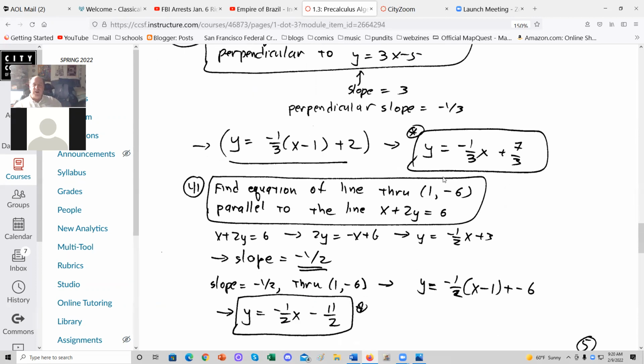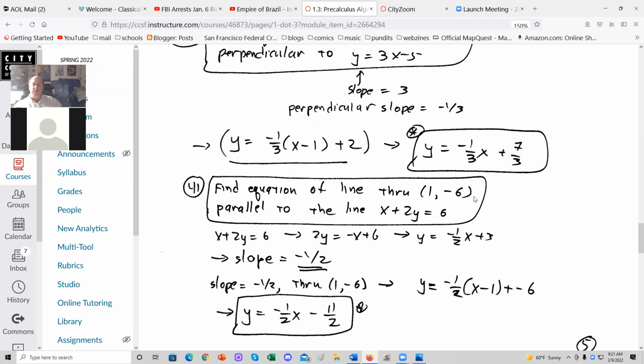Find the equation of the line through (1, -6) and parallel to the line with the equation x plus 2y equals 6. Well, first we find the slope-intercept form for this equation. x plus 2y equals 6 means that 2y equals -x plus 6, which means that y equals minus 1/2 x plus 3. So reading off slope and intercept, the slope of this line is minus 1/2.